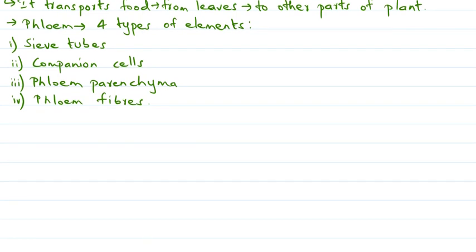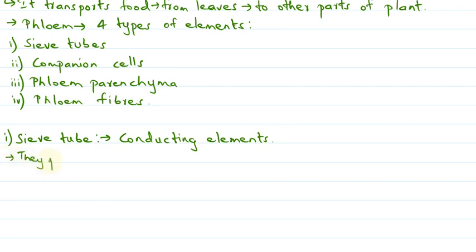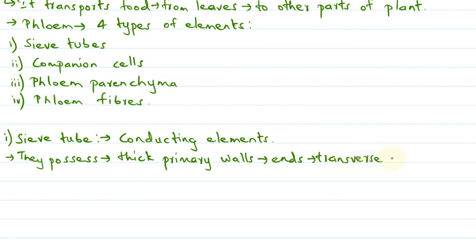Let's discuss each one of them separately. Let's begin with the sieve tube elements. These sieve tubes are the conducting elements in phloem. They possess thick primary walls. How are their ends? The ends can be transverse or they can be oblique.